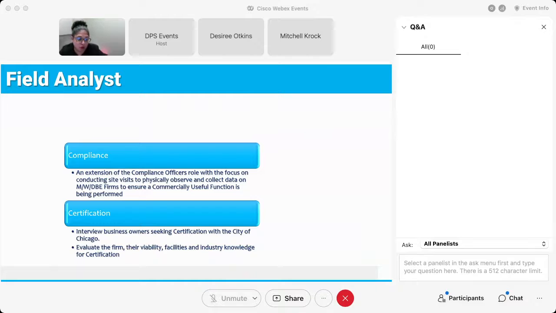Another component of the compliance unit, as I indicated earlier, is the field analysts. This unit has 2 field analysts dedicated to going out on the job site, the construction site, to determine whether minority women businesses, disadvantaged businesses, and veteran-owned businesses are actually performing a commercial use function. They're an extension of the compliance and certification units.